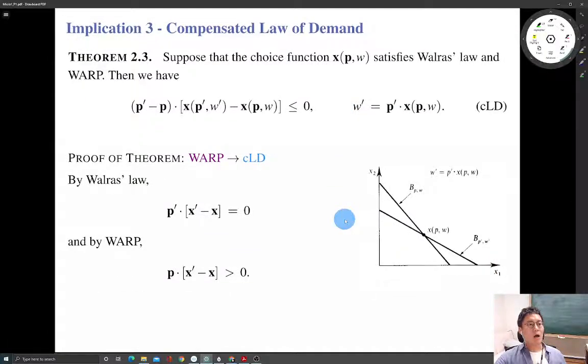And just one more implication from WARP is the law of compensated demand. It should be a typo. This is the law of compensated demand.